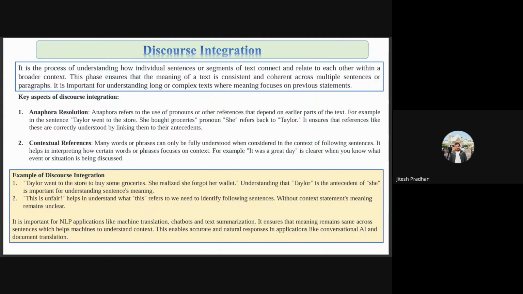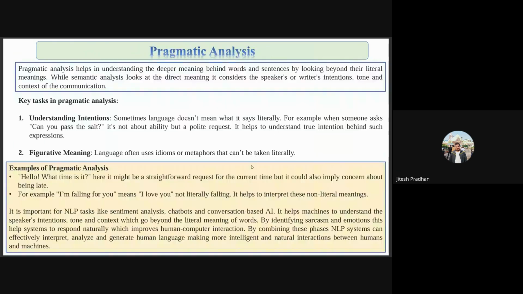Okay, up to this point it is clear. Now the next thing is pragmatic analysis. Pragmatic analysis helps in understanding the deeper meaning behind sentences by looking beyond their literal meanings. While semantic analysis looks at the direct meaning, it considers the speaker's and writer's intention, tone, and context of communication. In a simple way, pragmatic analysis is the process of understanding the intended meaning of a sentence based on context, situation, and speaker intention.